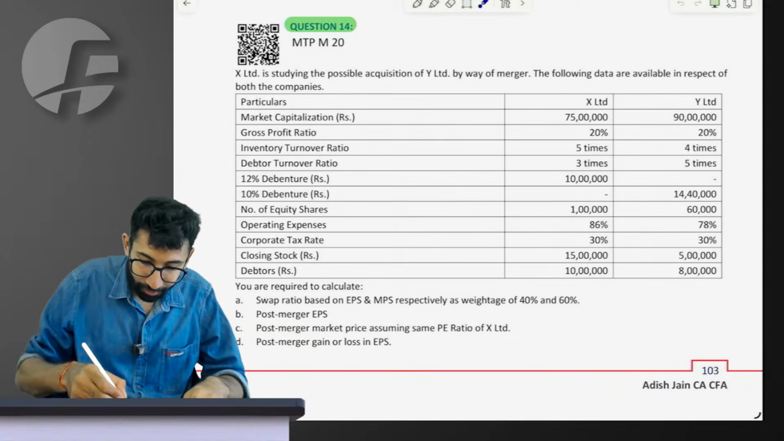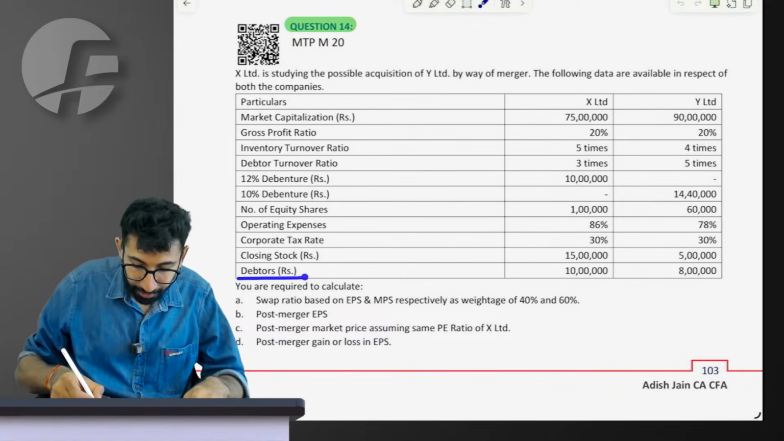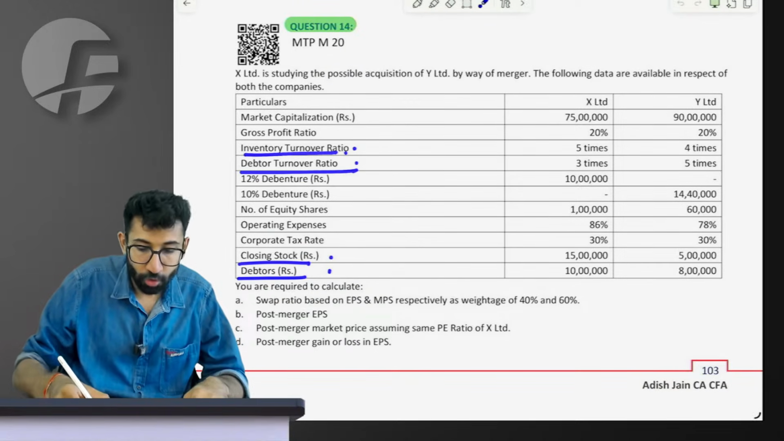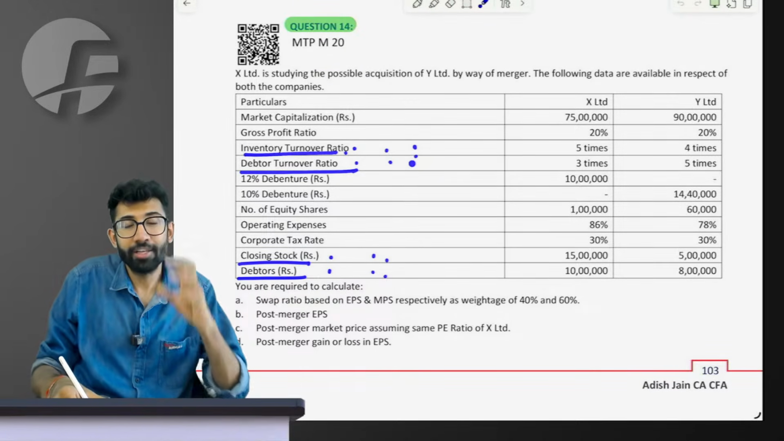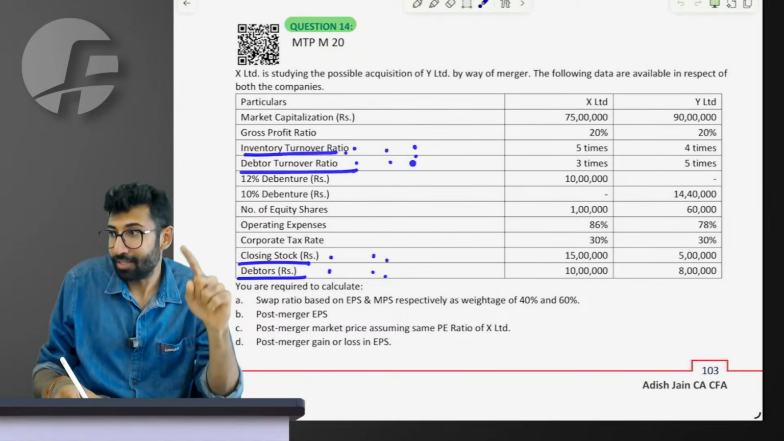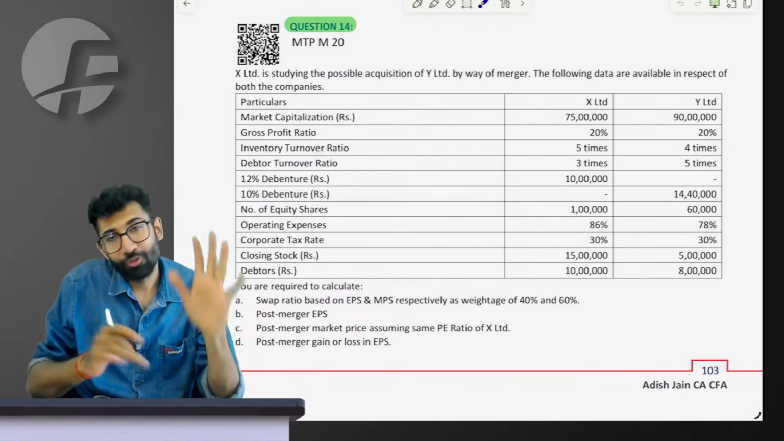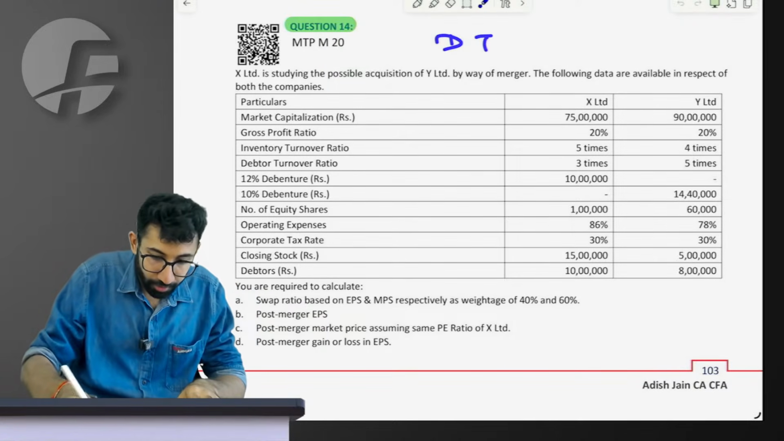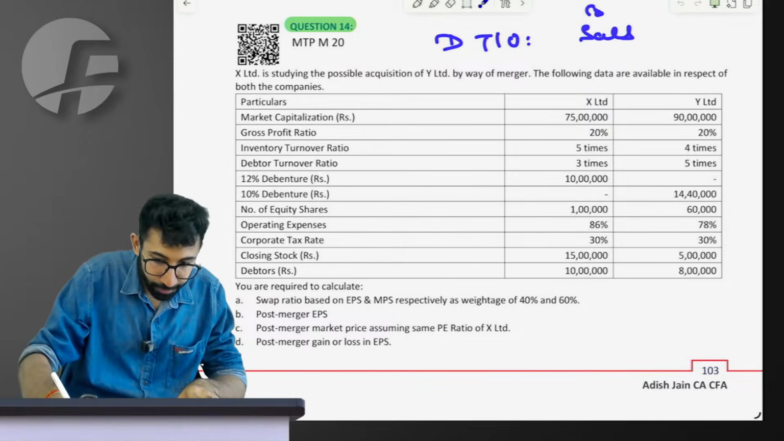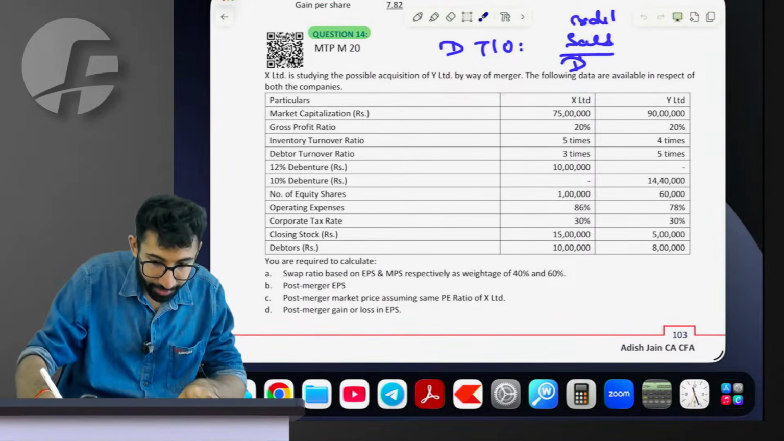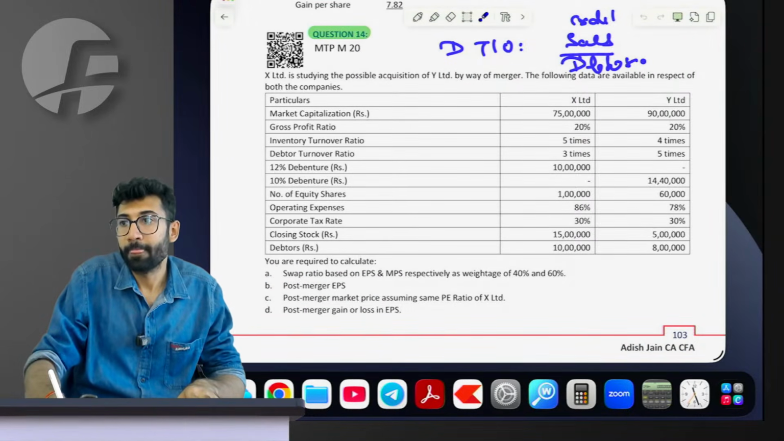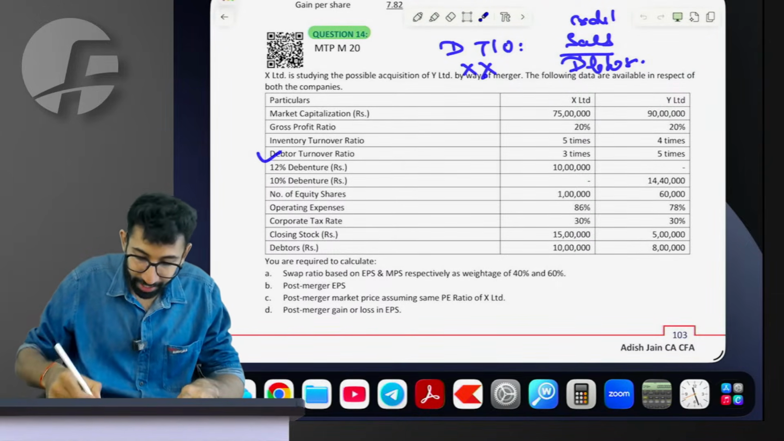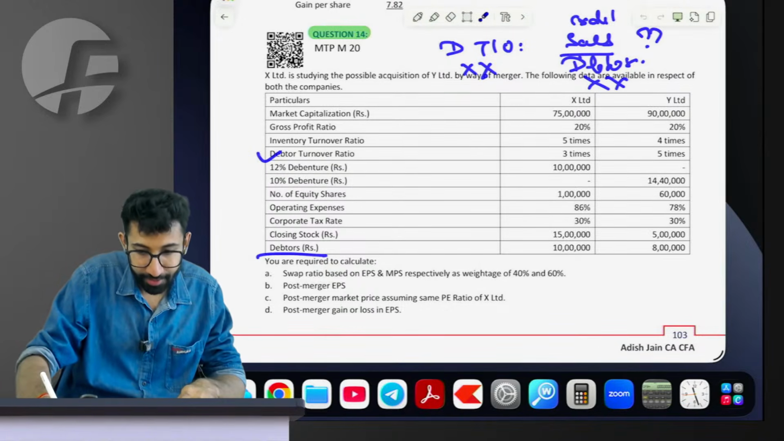Sir, if you have the information regarding debtors, closing stock, can you use inventory turnover ratio, debtor turnover ratio to find the amount of sales or COGS? Yes. What specifically you will have to do, I'm trying to teach you here, please pay attention. Can I say debtor turnover ratio is specifically credit sales divided by debtors? Yes. So if I have the debtor turnover ratio and the closing debtor, can I find the credit sales? Yeah.